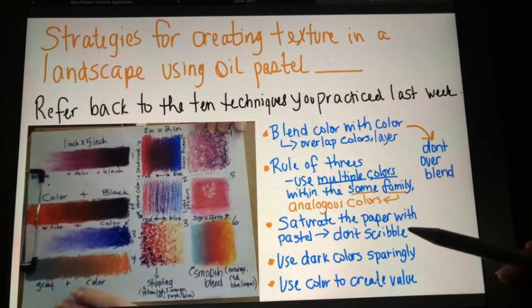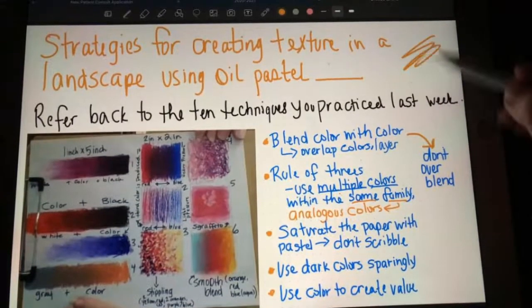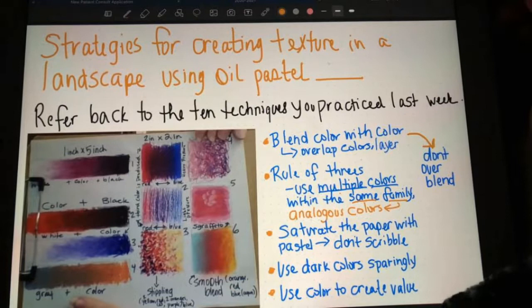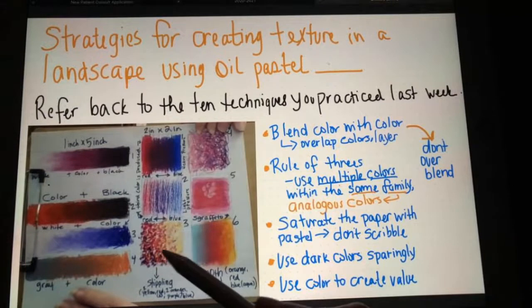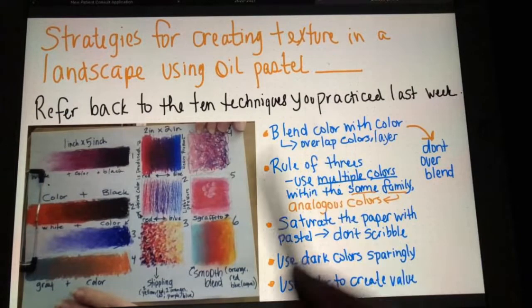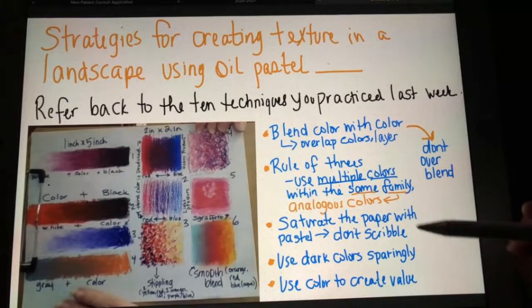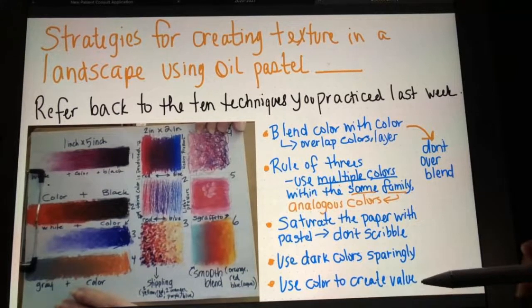Remember to saturate the paper with pastel. No scribbling. When I say scribbling, remember what we all used to do when we were in a coloring book like this? Don't do that. We're not doing that anymore. So you're going to cover the paper. It should be well covered no matter what you're doing, whether you're stippling or scumbling, which can be like scribbling. That's okay. But you're going to be layering and we're not going to see that paper hanging out underneath by the time you're done. Use dark colors sparingly because they'll overtake your composition very quickly, especially black, but not just black.